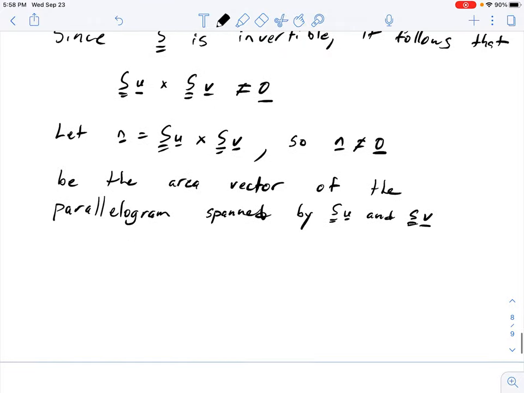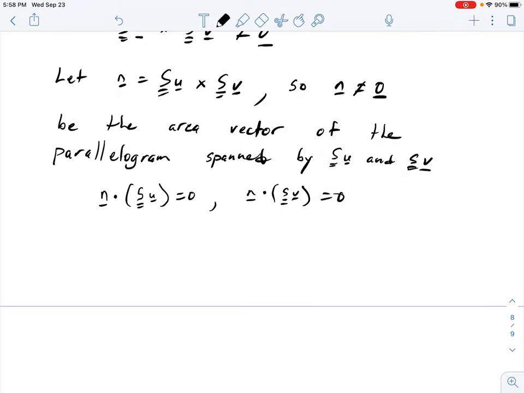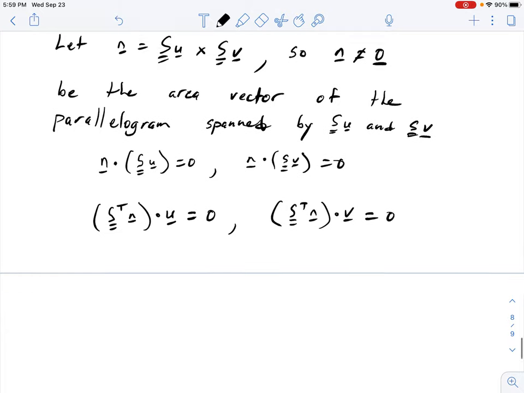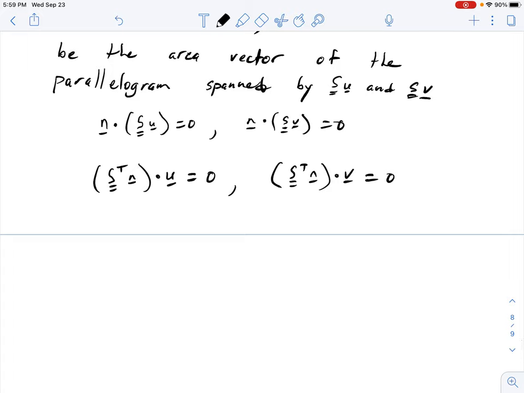All right, well, it's perpendicular to Su and Sv, so n dot Su and n dot Sv are both equal to 0. And we can use the definition of the transpose to say then that S transpose n dot u is equal to 0, and S transpose n dot v is equal to 0. So n is perpendicular to Su and Sv, and S transpose n is perpendicular to both u and v.